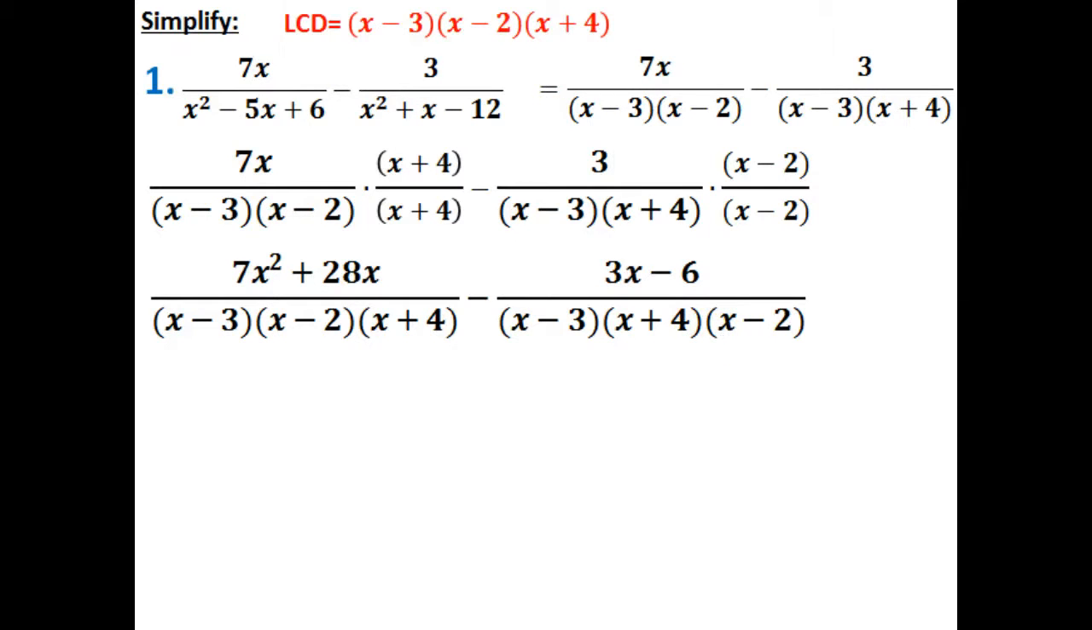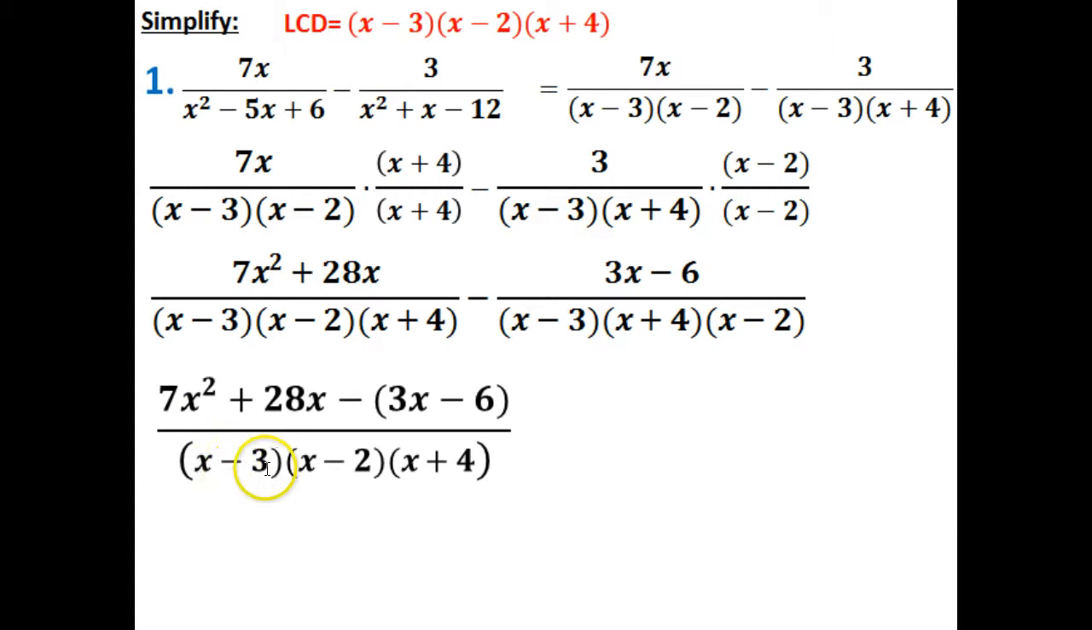So, just to make things a little bit easier, what I'm going to do next is put all of these over one common denominator. So I do that now. Here's my common denominator, x minus 3 times x minus 2 times x plus 4. Now you'll notice here I rewrote this 7x squared plus 28x. I didn't touch that at all. Didn't change it. This one here, you notice I'm using parentheses. I've got a negative sign here, so that means I put it in parentheses because this negative applies to the 3x and to the -6 both. So I put it in parentheses just to aid me in making sure that I get the right answer here.